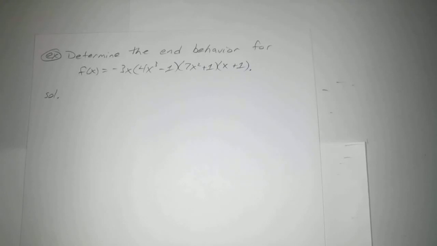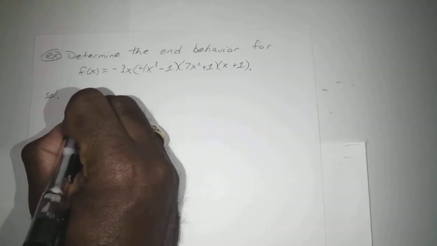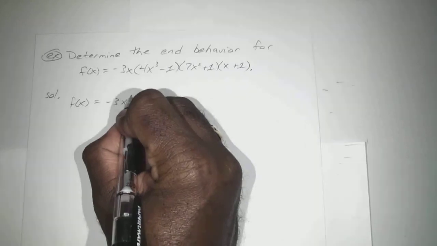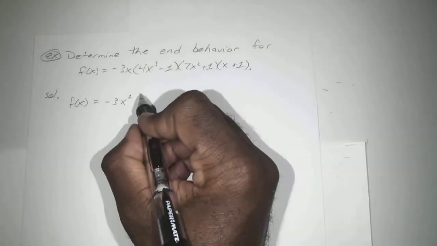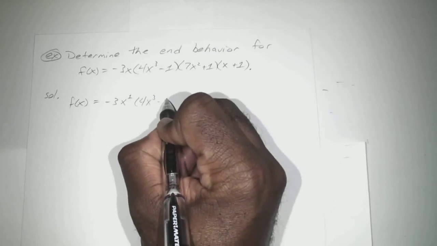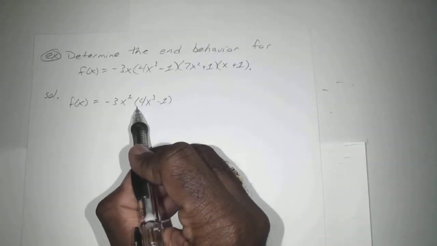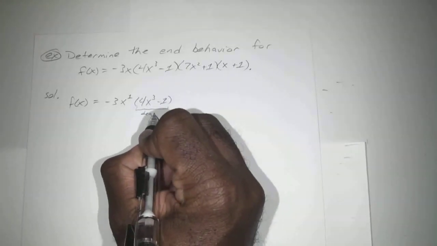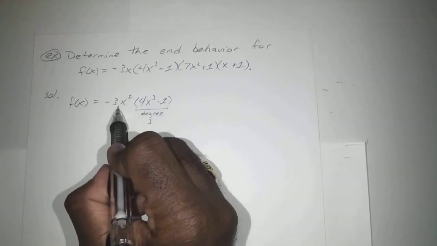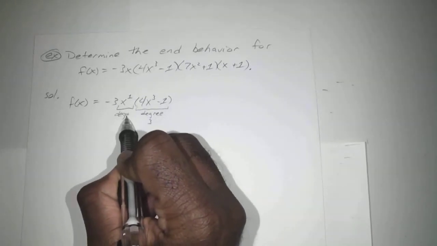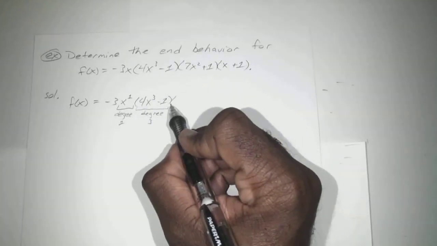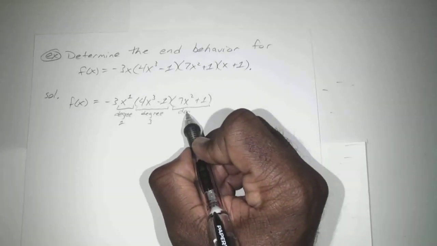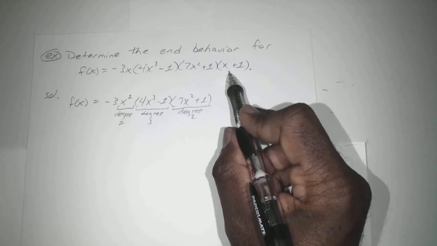Yep, degree 7. Okay, so first we know if we had negative 3 times x, you can write that as x to the first power times 4x to the third minus 1. The lead coefficient in that one is 4. So this is degree 3. Okay, so this one's degree 1. If you have 7x squared plus 1, yep, that's degree 2. And this is just degree 1.